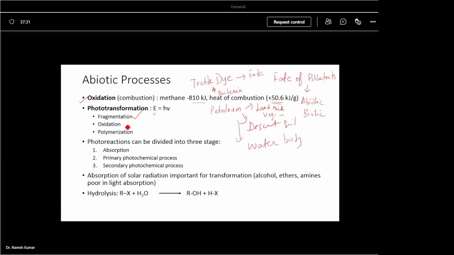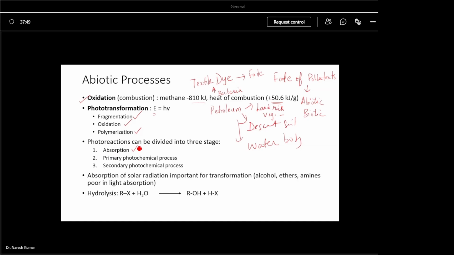They can undergo oxidation, and these fragmented products can polymerize. So these are some of the reactions which can happen. Photoreaction can be divided into three stages. We have absorption, that means absorption of light.